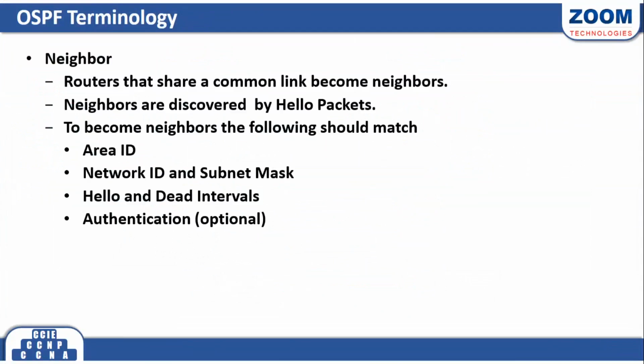Are you getting my point, guys, everyone? Routers that share a common link become neighbors. Neighbors are discovered by hello packets. This is a very important point. So what is the purpose of the hello packet in OSPF? To discover the neighbors and to maintain the neighbors. To become neighbors, the following should match: area ID, network ID, subnet mask, hello intervals, authentication. They should match.